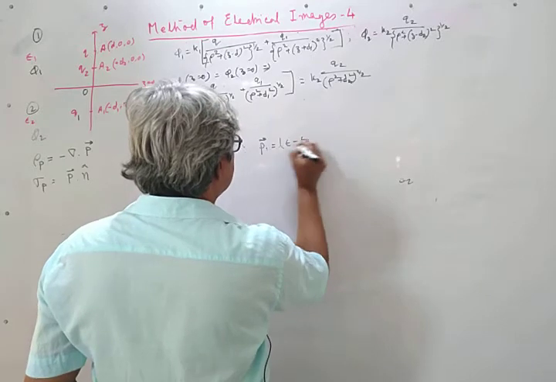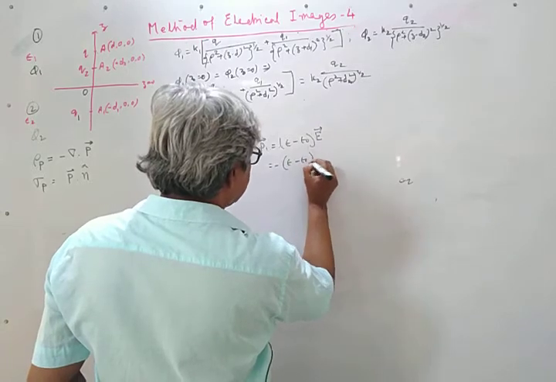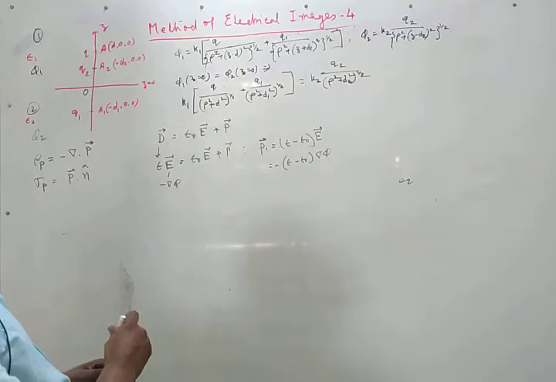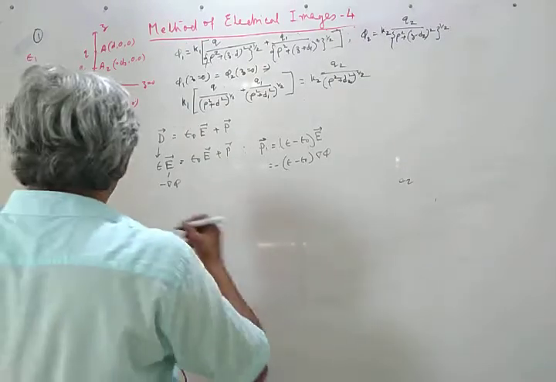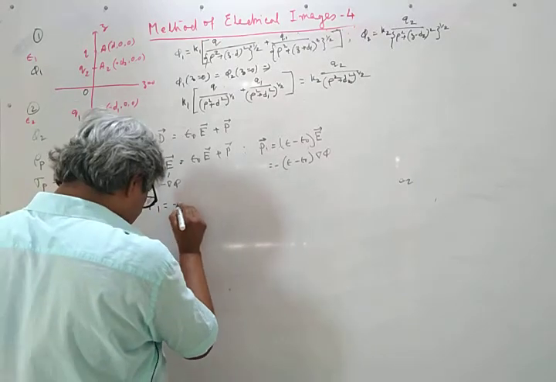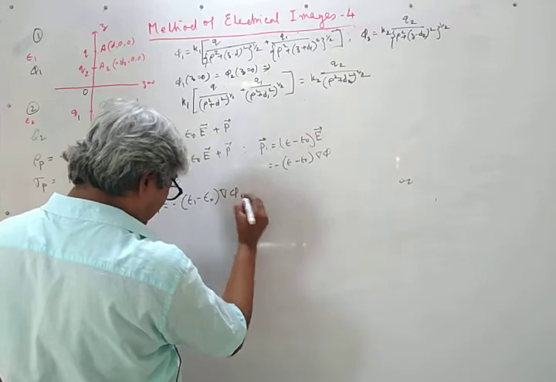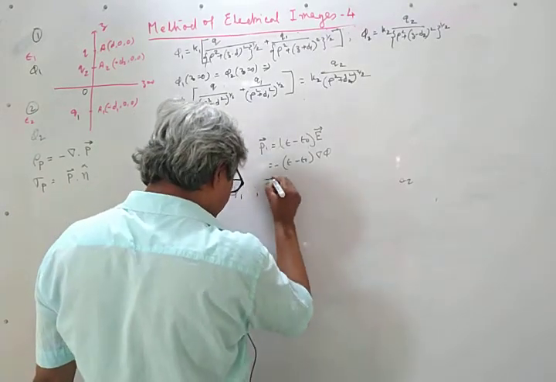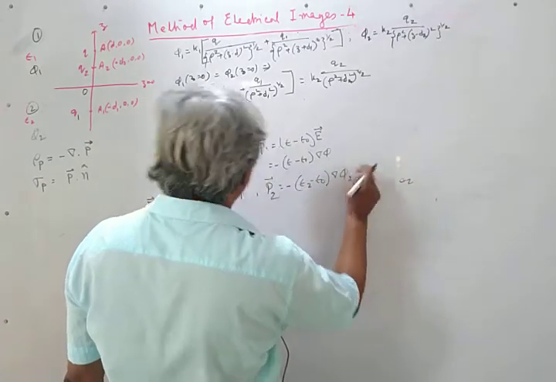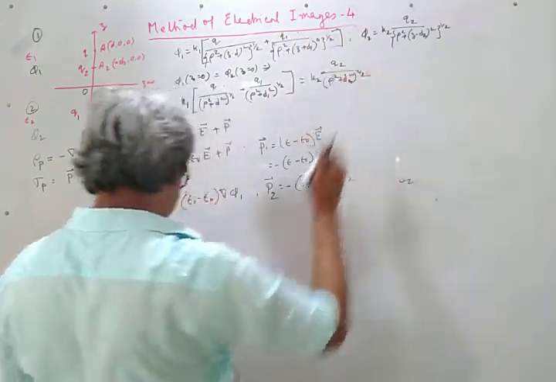P is equal to epsilon minus epsilon 0 times E, which is equal to minus epsilon 0 grad phi. So with this we know that P1, the polarization in medium 1, is given by minus epsilon 1 epsilon 0 grad of phi 1, and that in medium 2 is given by minus epsilon 2 epsilon 0 grad of phi 2, where phi 1 and phi 2 are given here, and the magnitudes of q1 and q2 are stated earlier.